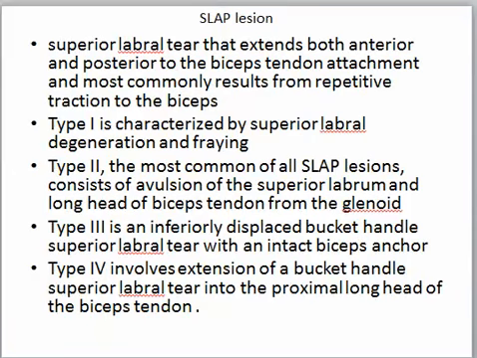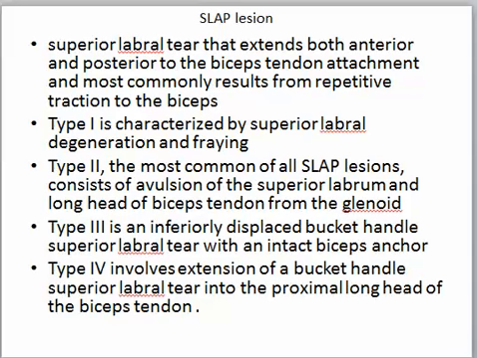Now going to SLAP lesion. SLAP lesion means that the labrum is affected along or at its superior aspect. The word SLAP means superior labral tear. Superior labral tear involving both anterior and posterior parts.